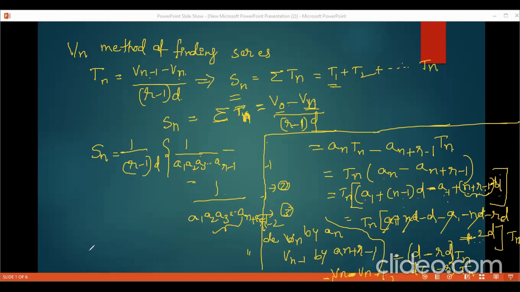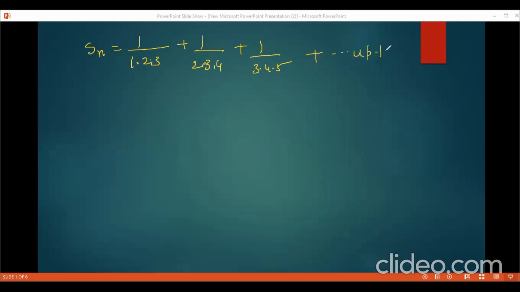Let us do one example related to this. Come on. Sn is equal to 1 by (1 into 2 into 3) plus 1 by (2 into 3 into 4) plus 1 by (3 into 4 into 5), up to n terms. Now, how do we find this by using our formula in an easy way? Come on, let us calculate.